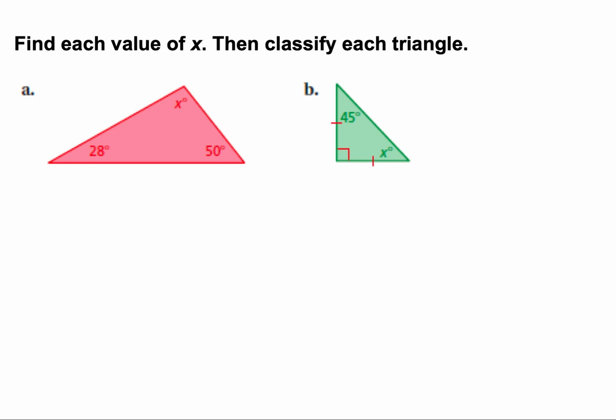So for our first example here, we're going to write and solve equations to help us find the missing value of x. Then we're going to classify each triangle, which means that we are going to give it two names, a name based on angles and a name based on sides. All right, so for our first one here, we have this red triangle.